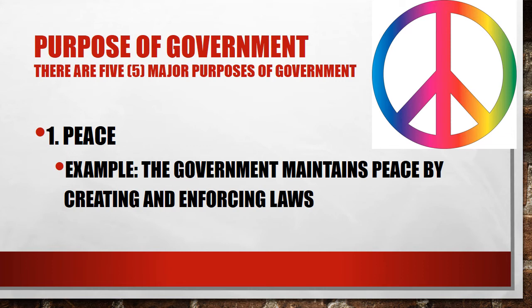So number 1 is peace. People want peace, they don't want war. And an example of this is that the US government maintains, well, actually all governments maintain peace by creating and enforcing laws. So the reason that people aren't just driving around as fast as they can or going around and stealing from one another is all because the government has created laws saying, no, you can only drive this fast, and no, if you steal something, you're going to go to jail for this long. And they do that so that as an entire group, the country can have peace and move forward together. So the first purpose of any real government is peace.